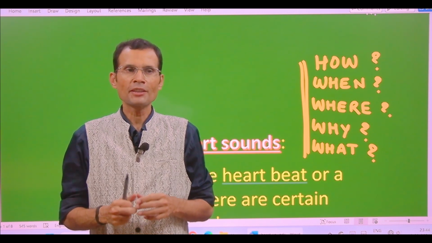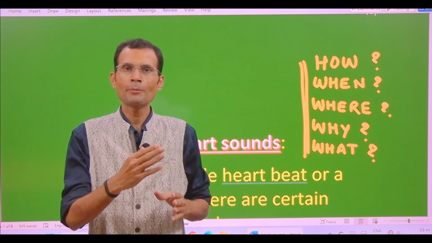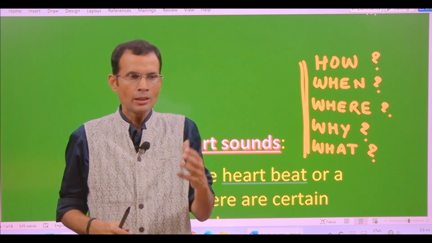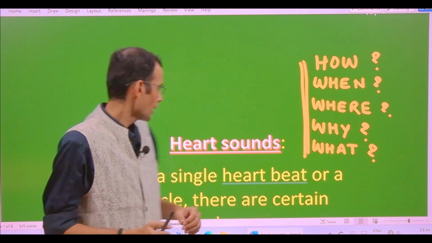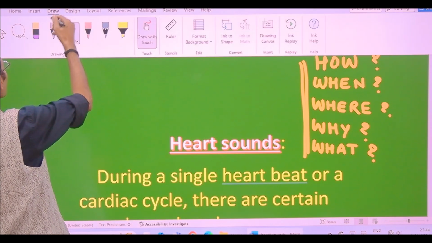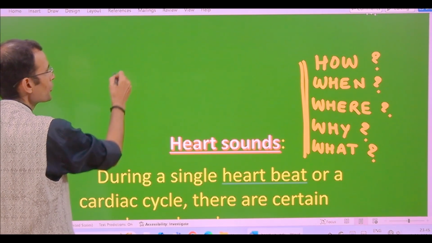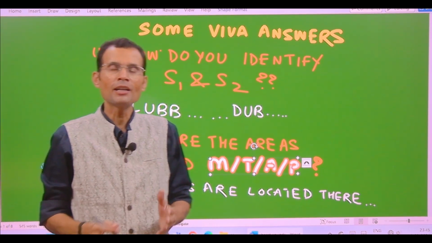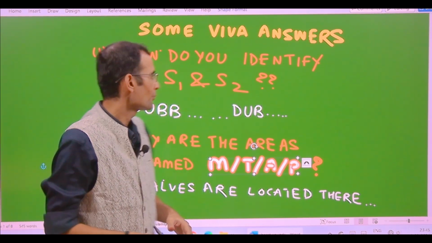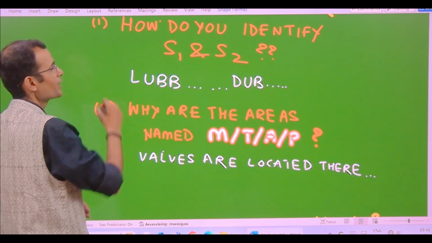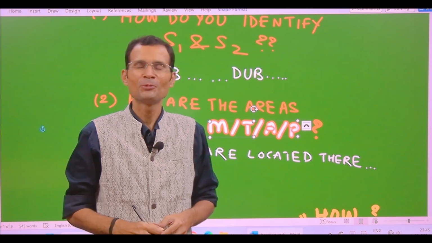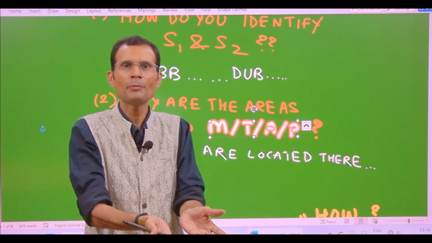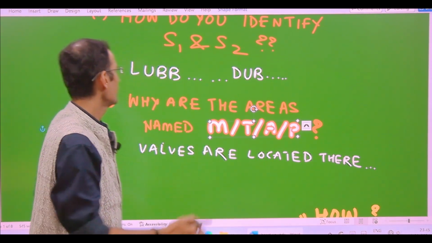The other day I was conducting a table viva for clinical examination of the cardiovascular system, and the question was on auscultation of heart sounds, and these are the answers that I got during this viva. Some of the answers. How do you identify first and the second heart sound? And the answer given was lubb dub. Nope, nah, that's not correct.